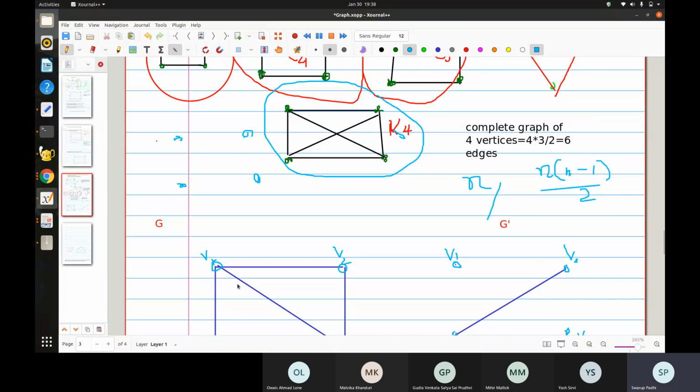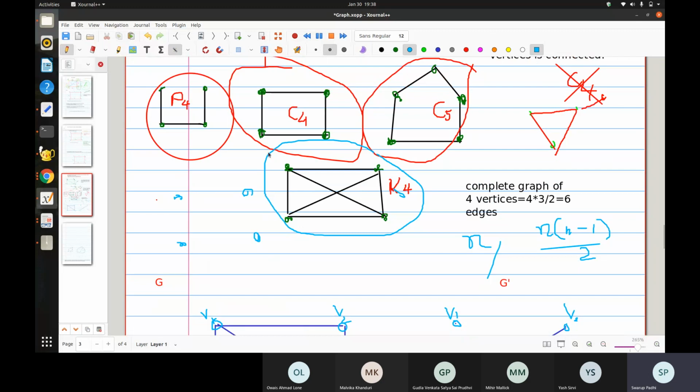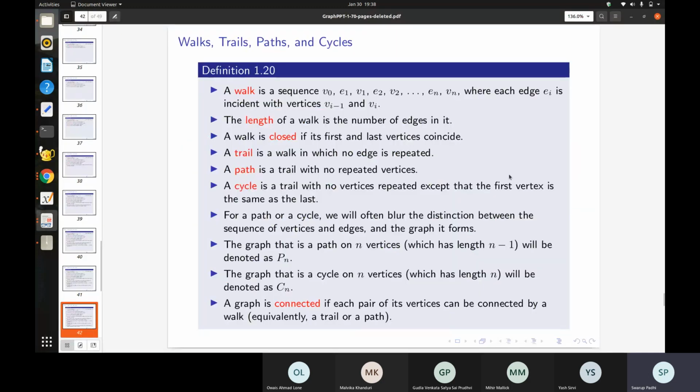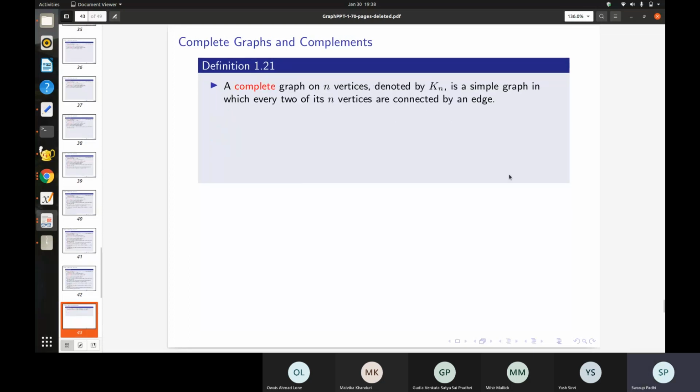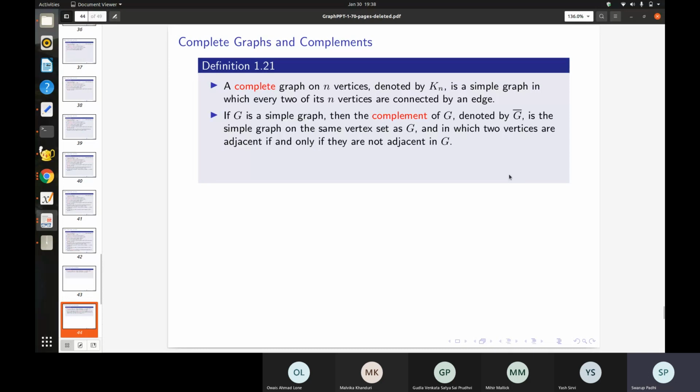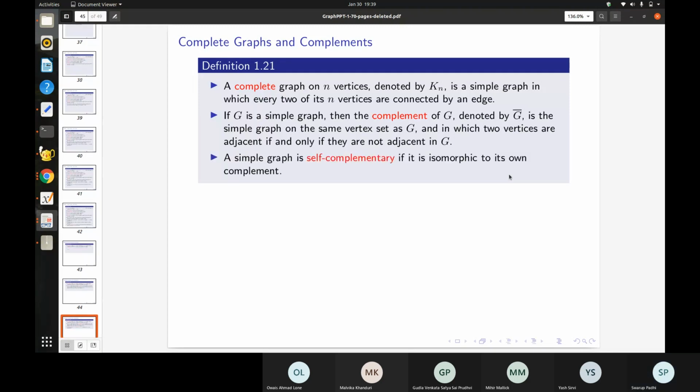Okay, so let's come to the next term. I hope this is clear. So Kn, Pn, and Cn are the three different terms. And also we discussed connected and disconnected graphs. Let's see what a complete graph is. I just discussed it, and this is denoted by Kn. It's a simple graph in which every two of its n vertices are connected by an edge.